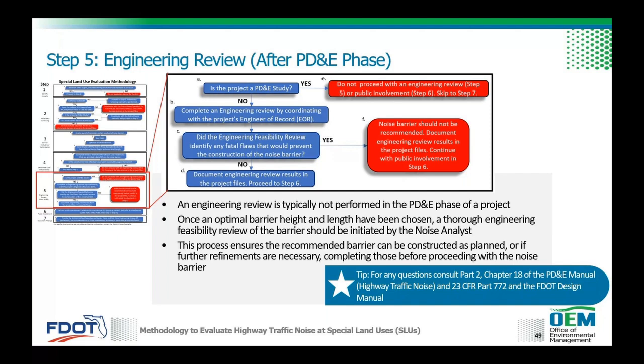During the subsequent phases of a project, such as design or design build, once an optimal barrier height and length have been chosen, a thorough engineering feasibility review of the barrier should be initiated by the noise analyst. The engineering review ensures that the recommended barrier can be constructed as planned, or if further refinements are necessary before proceeding with the noise barrier. This includes public involvement.